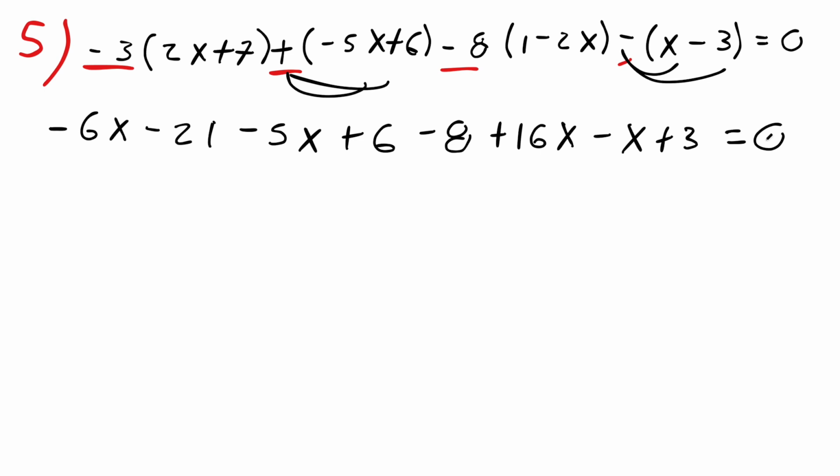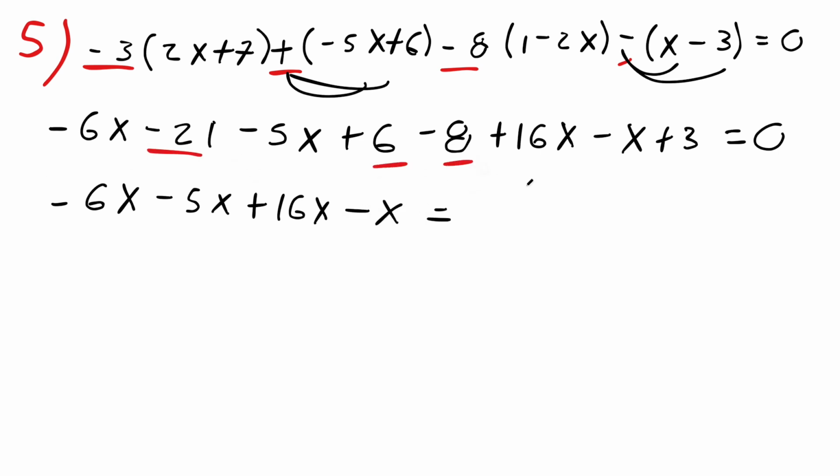Now, what should we do? Variables on one side, constants on the other. Let's put the variables remaining on the left side. Minus 6x minus 5x plus 16x minus x, that would be equal to every single constant, this one, this one, this one, and this one. And since we changed the sides, we will change the signs. Perfect. So 21 minus 6 plus 8 minus 3.